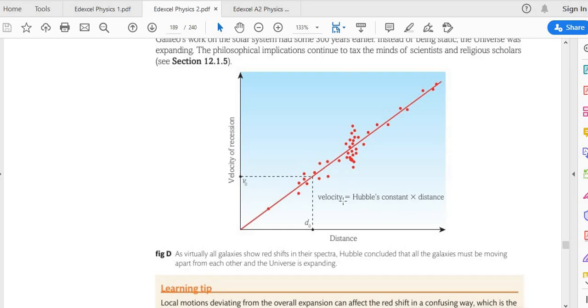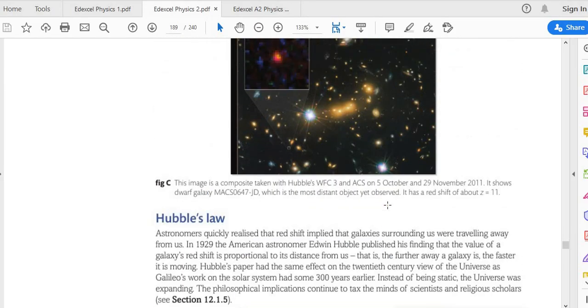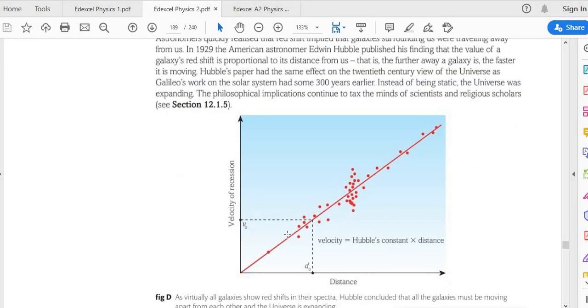If you plot a graph of velocity versus distance, the gradient of that graph will be the Hubble constant. If you divide both sides of this equation by distance, you get velocity divided by distance equal to the Hubble constant. In other words, it is the gradient of the graph of velocity versus distance. What you can see from this graph is that the greater the distance, the greater the velocity. Recession means it's moving away, it's receding. So the greater the distance of the stars and galaxies from us, the faster they are moving.